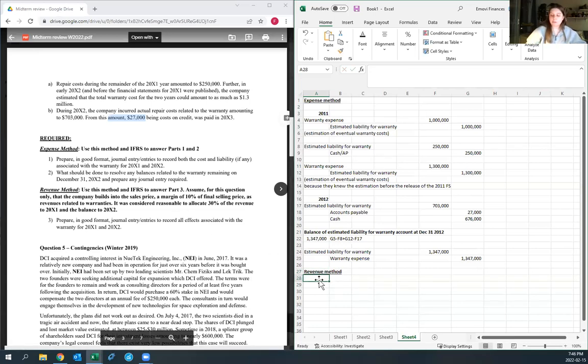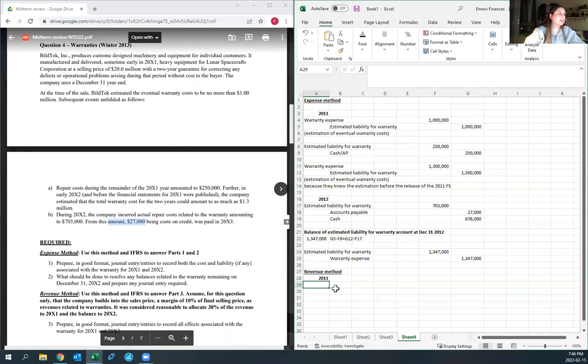So for example, in 2011, they had the sale, right? They sold heavy equipment for lunar spacecrafts at a selling price of $20 million. So here they have their accounts receivable for $20 million. Of that amount, you're going to record your revenue for the sales, and also a warranty revenue, and also maybe an unearned warranty revenue. Depends on what the problem says.